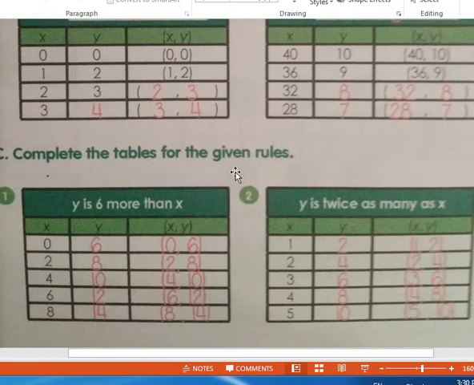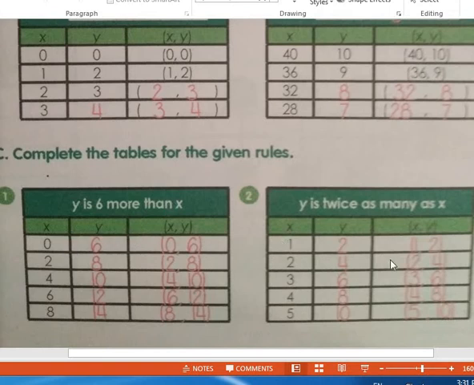Here, complete the tables for the given rules. Here it gives me the rules and needs me to check to complete my table. Okay, y is 6 more than x. So here 0 plus 6 gives me 6 because y is 6 more than x. 2 plus 6 gives me y, which is 8. 4 plus 6 equals 10. 6 plus 6 is 12. 8 plus 6 is 14.